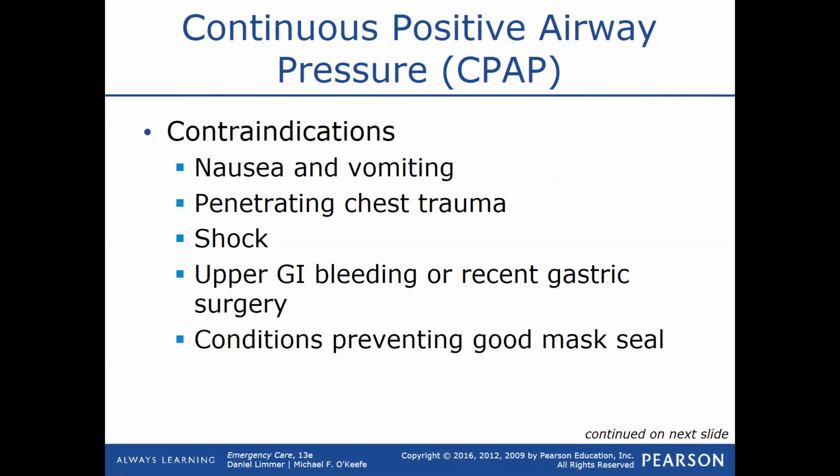So some more contraindications. So nausea and vomiting, obviously, because we're pushing air into the system. So if we push air in the system and they're nauseous, they throw up, they can asphyxiate. They can have some of that vomit go into the actual lungs. Again, penetrating chest trauma, that is going to cause more damage for that patient. And we have shock. Again, if they're in shock, they're going to be mentally altered. Upper GI bleed, again, if we blow air into their system, some of that fluid that comes up, that blood can go down into their airway, and that's going to cause a bigger problem. Conditions preventing good mask seal.